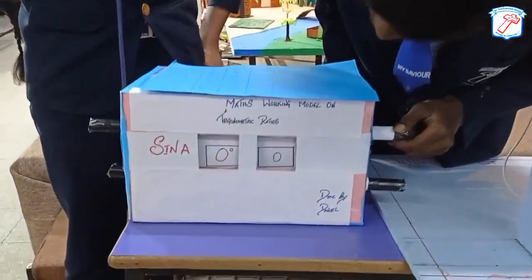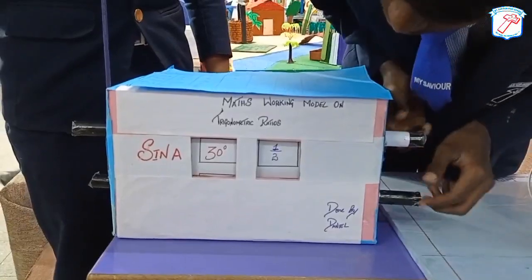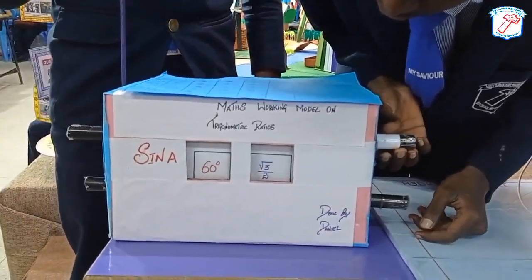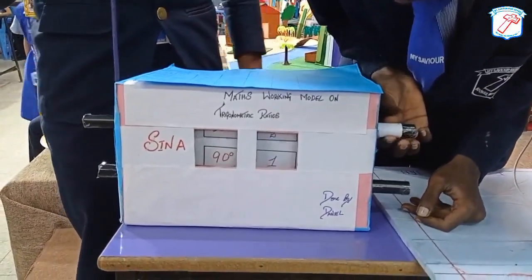Sin 0 is equal to 0, sin 30 is equal to 1 by 2, sin 45 is equal to 1 by root 2, sin 60 is equal to root 3 by 2, sin 90 is equal to 1.